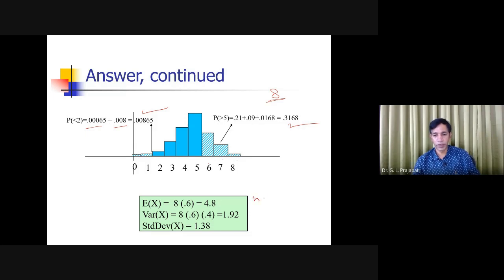And then the expectation formula is N into P. How many people are there? 8. The probability of success is 0.6, so you get this. The variance is N into P into 1 minus P, so it is 8 multiplied by 0.6 multiplied by 0.4. For the standard deviation, you take the square root of N into P into 1 minus P. This is the way you can determine it.